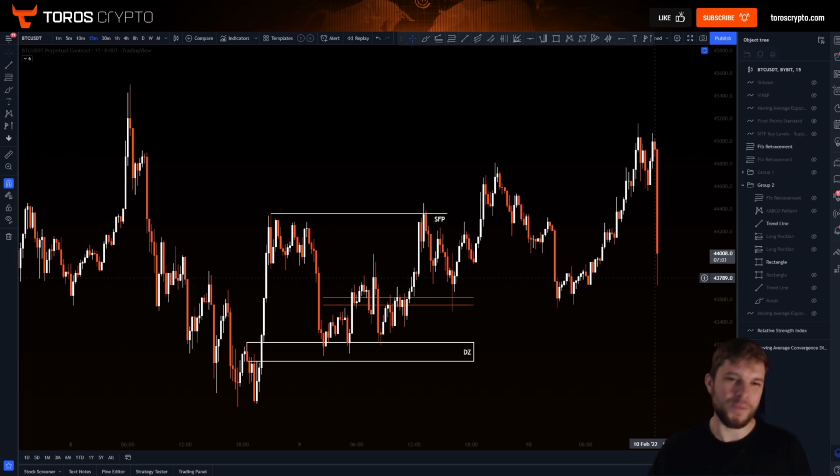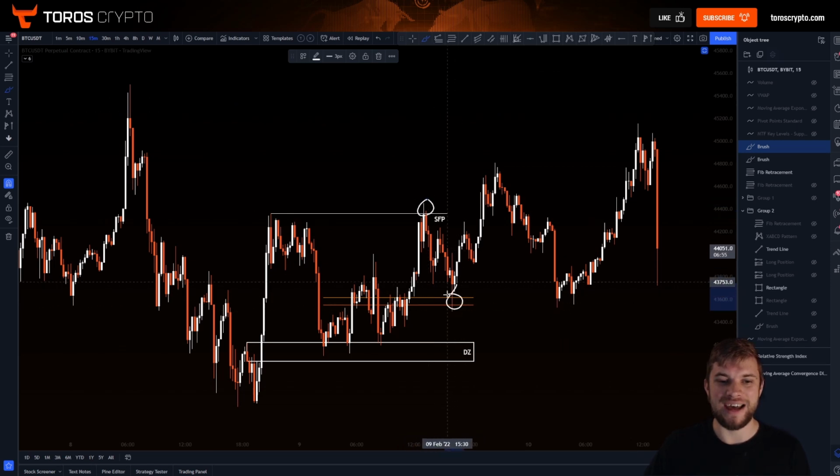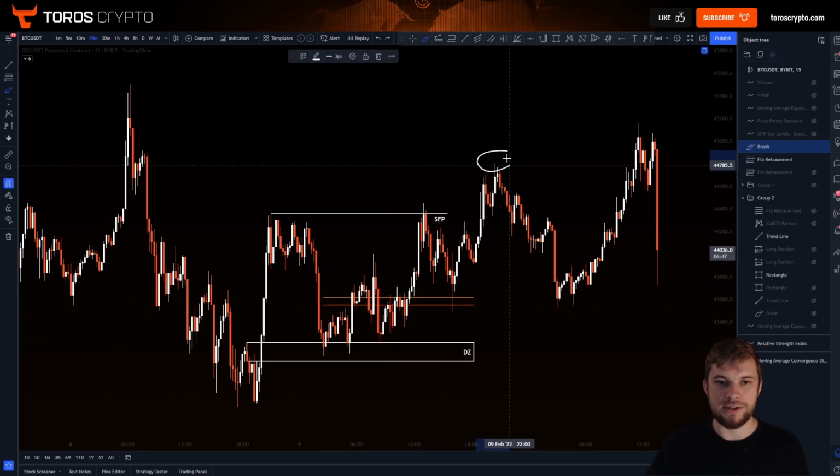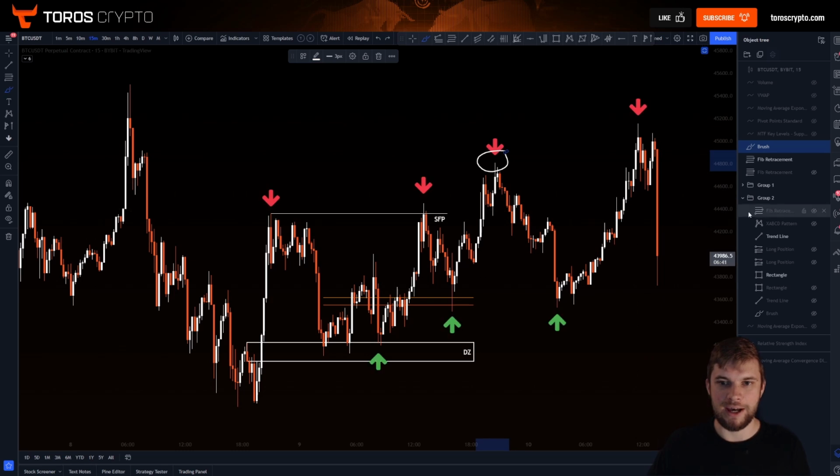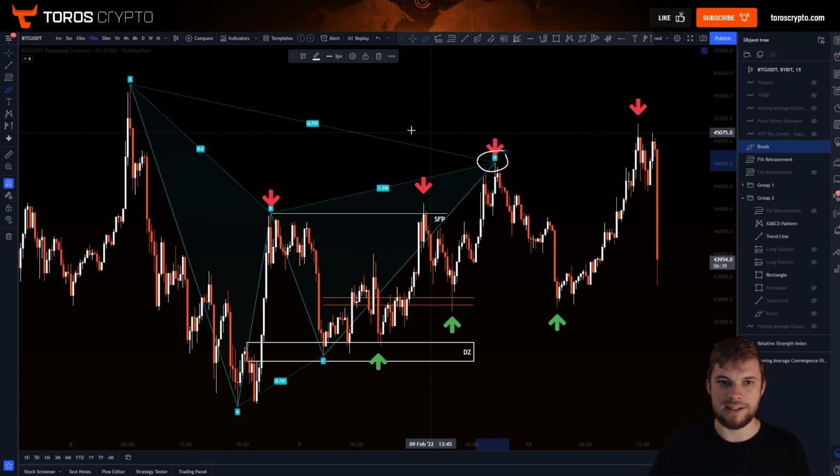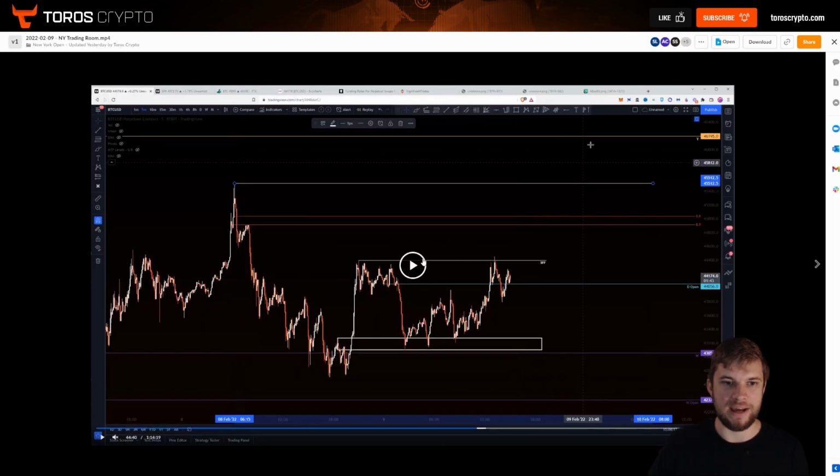Where we were is I had just spoken about this swing failure pattern up at these highs. We then had the POC bounce down here. And now we're looking at where the next trade was, which was this short from up here. On this, we were looking at this Gartley on the chart just here, and this was done in a trading room yesterday.